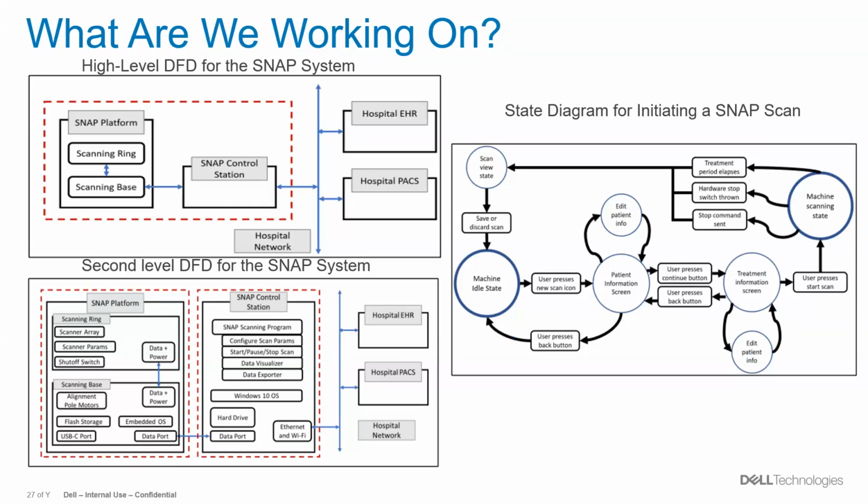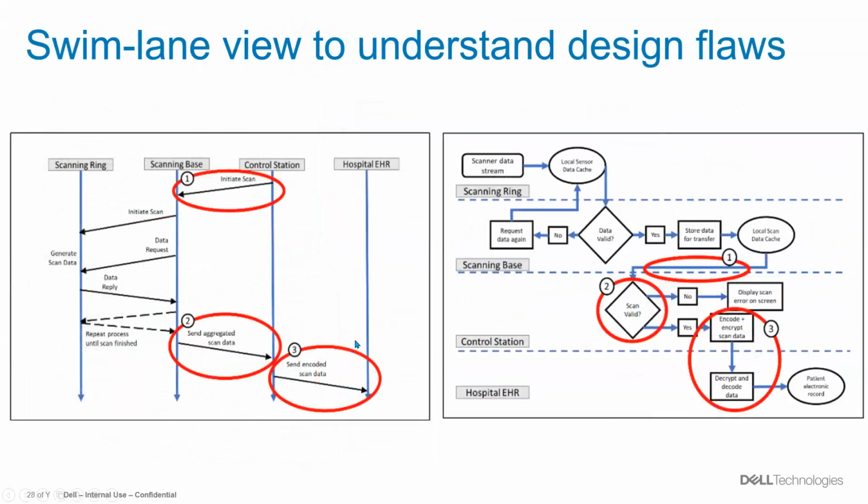And also, if you see the other things, it can give you a sense of what can go wrong, which is exactly what we are trying to answer in the primary questions. Also, to get this into a little more detail, in the next slides you see that it has been broken down from a ring to the base to the control station to the EHR. This is where we get an even better picture about how the data is flowing.